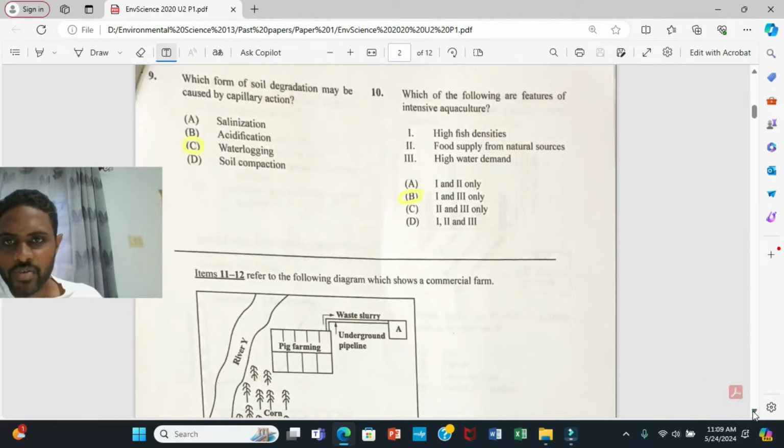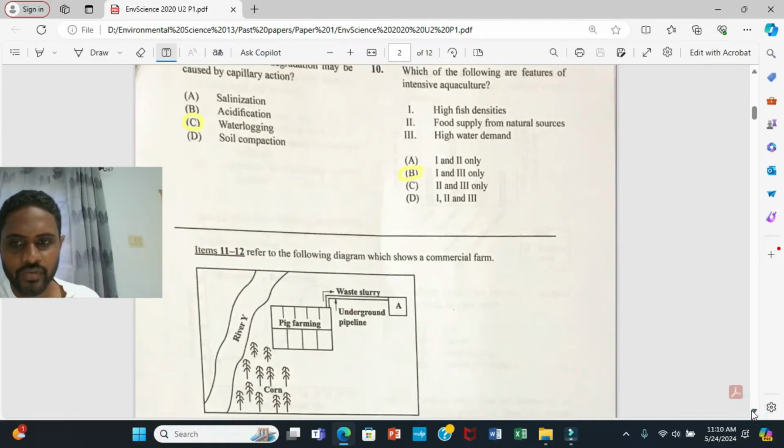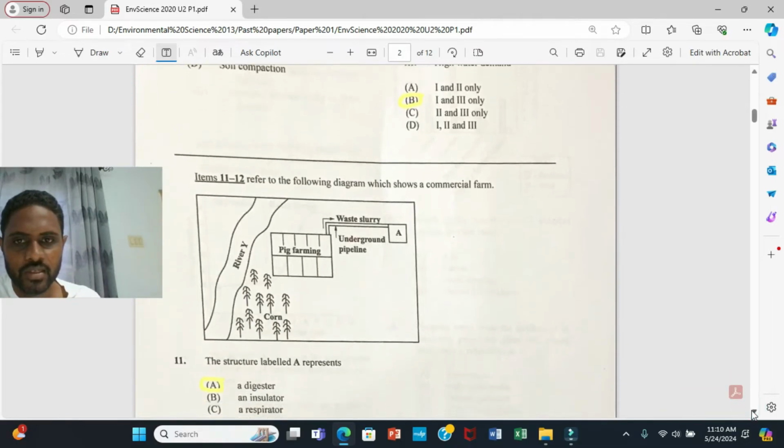Number 9, which form of soil degradation may be caused by capillary action? The answer is C, waterlogging. And number 10, which of the following features of intensive agriculture? Of course, guys, intensive would mean actually rearing them in a small area. So of course the answer would be B, 1 and 3 only. You basically control the feeding, the changing of the water to an extent, etc.